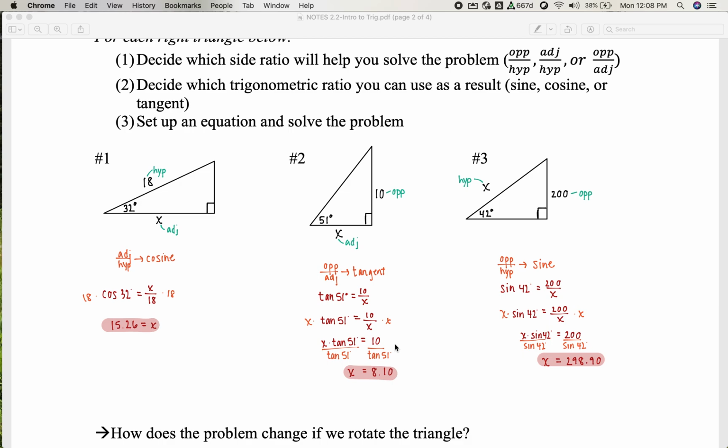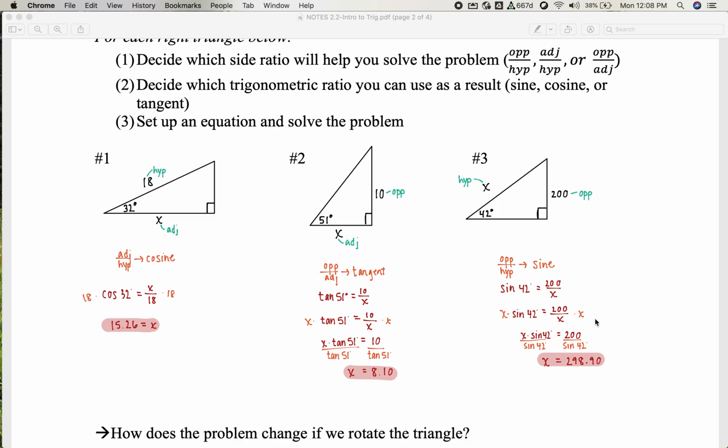Let's look at one last one, just so we can see how sine looks. Sine is the problem where we are dealing with the opposite and the hypotenuse. And so that's my SO, which would be my cue to use sine. So just like in the other two problems, I'm going to take sine of the angle, sine of 42, set that equal to the appropriate ratio, which in this case is the opposite over the hypotenuse.